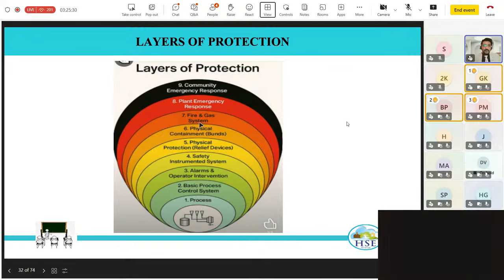Now, even if this layer of protection has been lost, or even if we have gone beyond this layer of protection, then you have plant and emergency response. This is very important. You are all aware of the Bhopal gas tragedy. Just to give an example, not to point fingers at anything, that is where your plant emergency response comes into play. If there is a gas detection of some very high kind of H2S or chlorine gas or phosgene, as was the case in that instance.